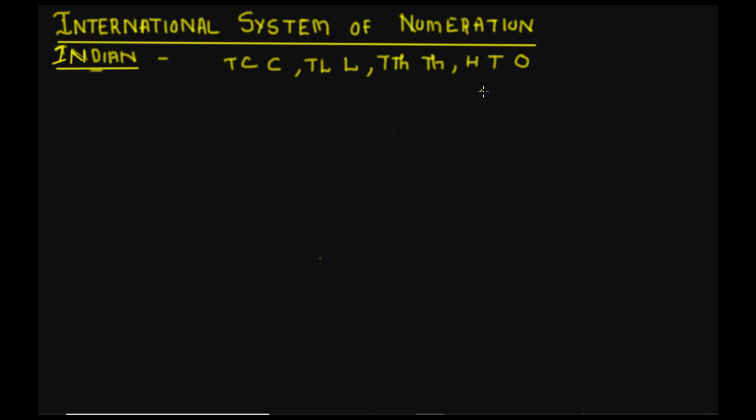As we learned in the last session, the Indian system has the ones, tens, hundreds, thousand, 10,000, lakh, 10 lakh, crores, and 10 crores. The international system of numeration is slightly different. Now, what is the difference? The most important one is the placing of the commas.